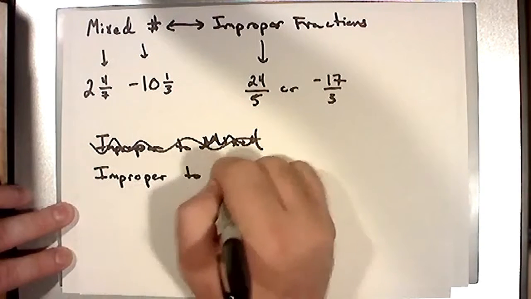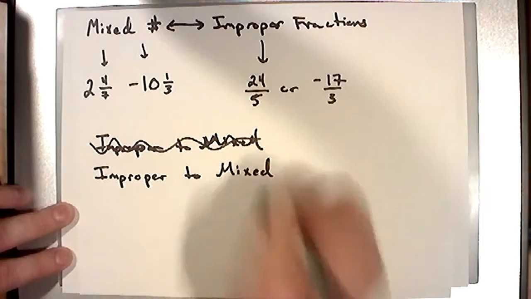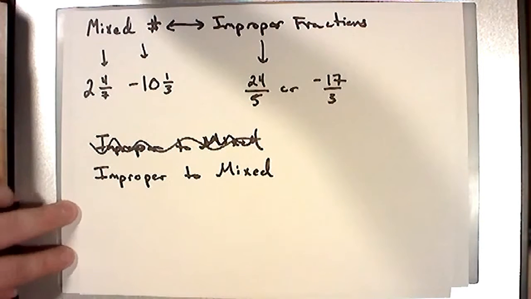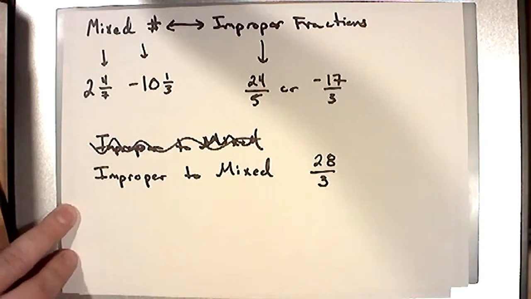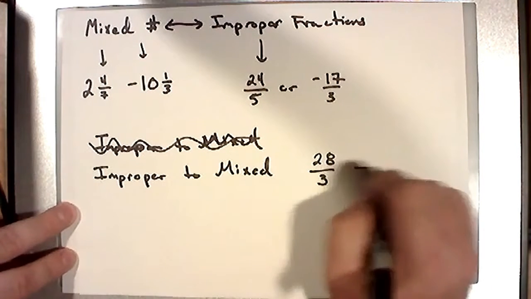Improper to mixed. Let's see if I can write this out like a human being. All right, it's a little bit better. So first example, let's take 28 over 3, which hopefully you would agree is improper. Let's go ahead and convert that into a mixed number.